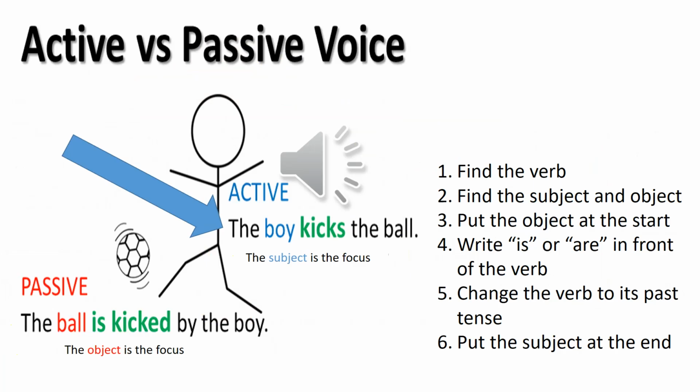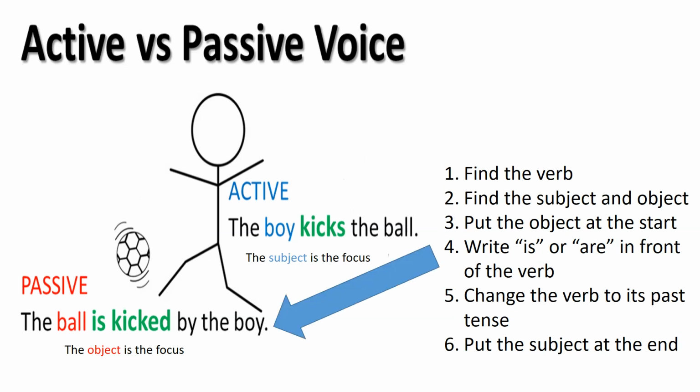So how do we change an active sentence into a passive one? The boy kicks the ball. First we identify the verb, kicks. Then we ask, who does the action? The boy, so that's the subject. And then the object is the ball.